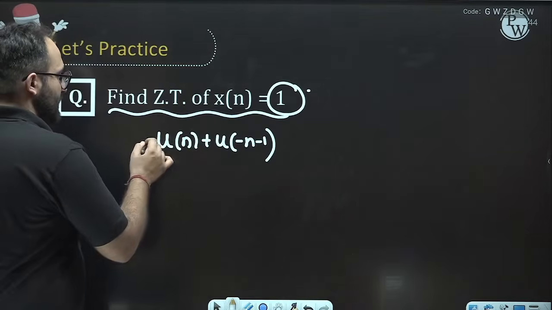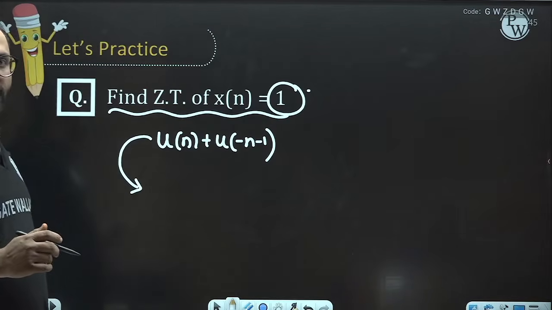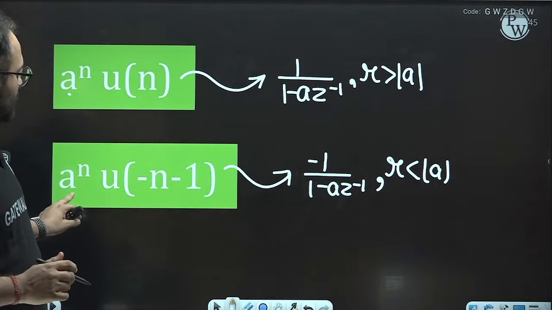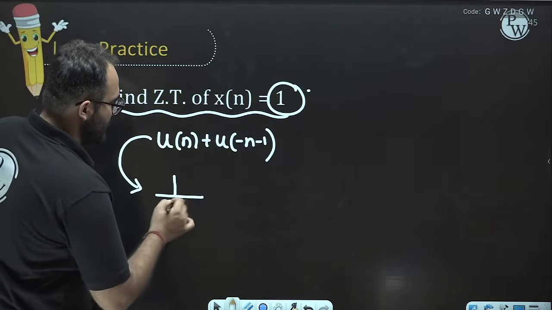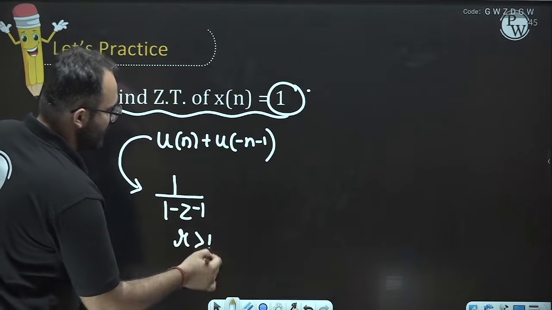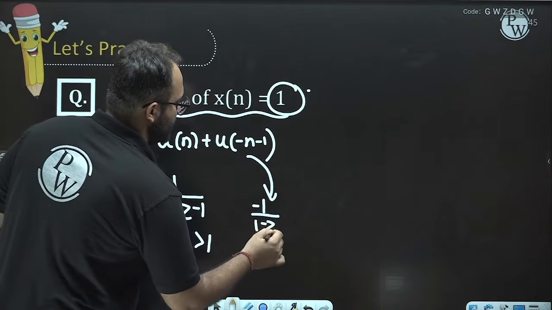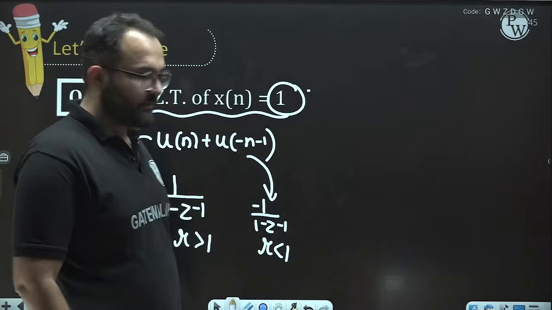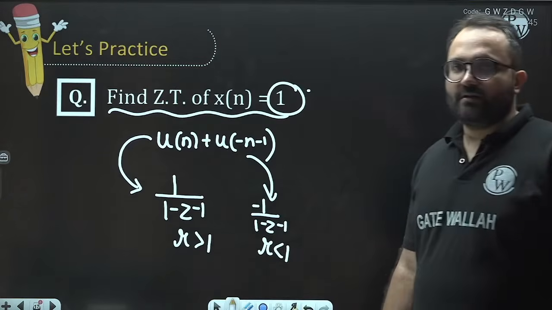If we look at this a to power n formula, we put a equal to 1 here, we will get u[n]. We put a equal to 1, we will get u[-n-1]. So, the Z transform will be 1 upon 1 minus Z inverse, and the ROC is R greater than 1. Here it will be minus 1 upon 1 minus Z inverse, but the ROC requirement is R less than 1, because it is a left sided signal and this is a right sided signal.